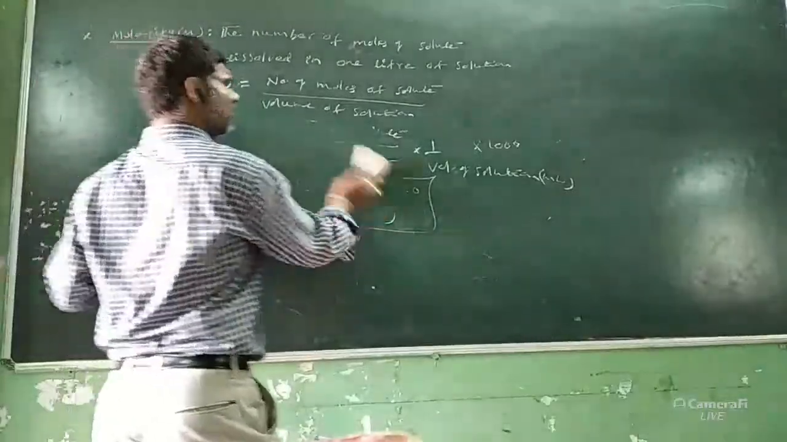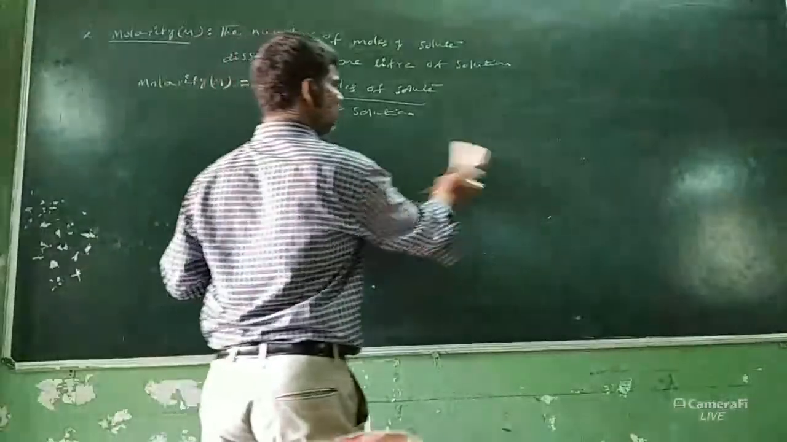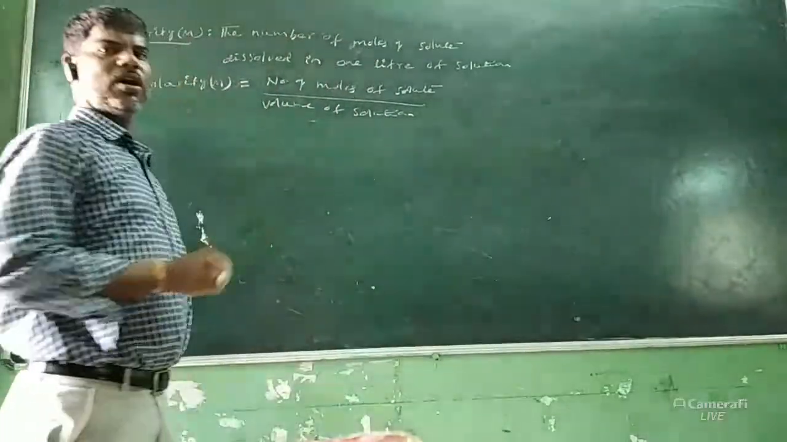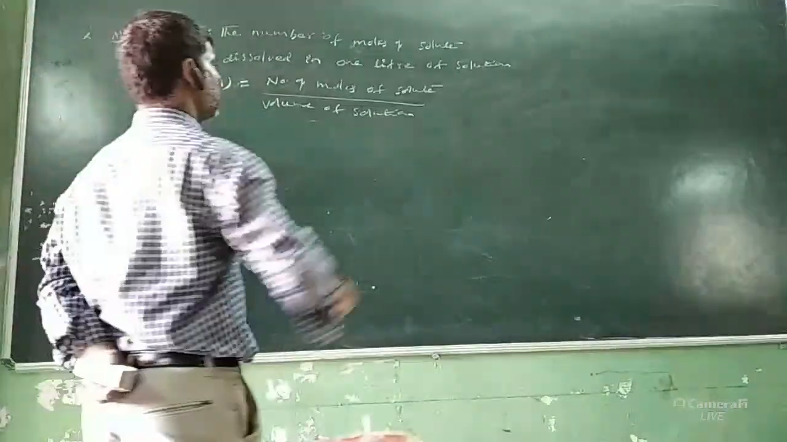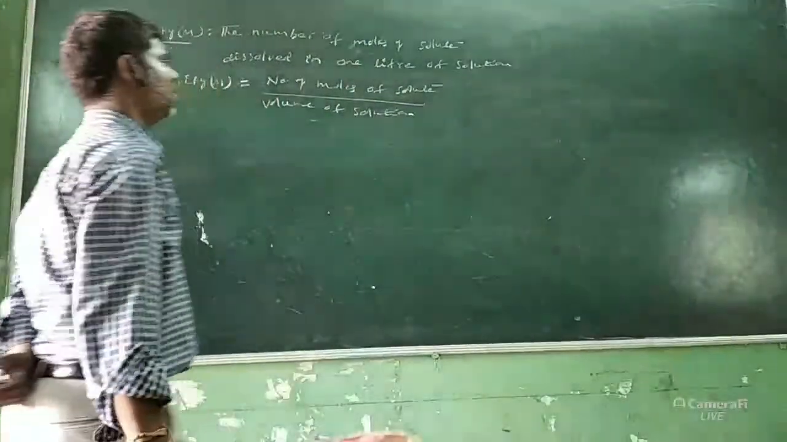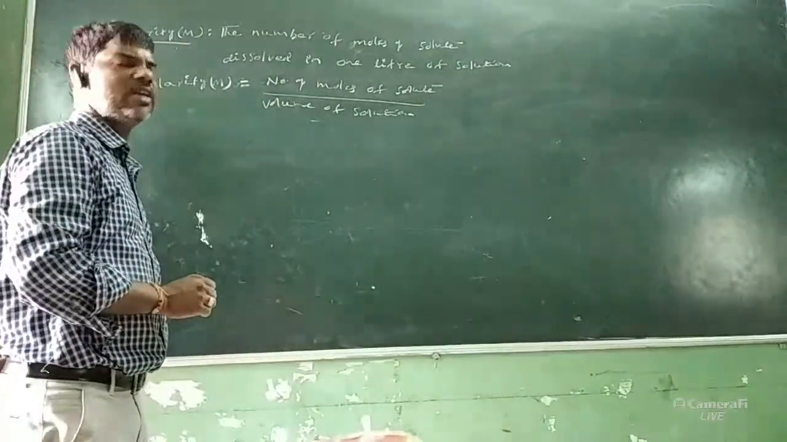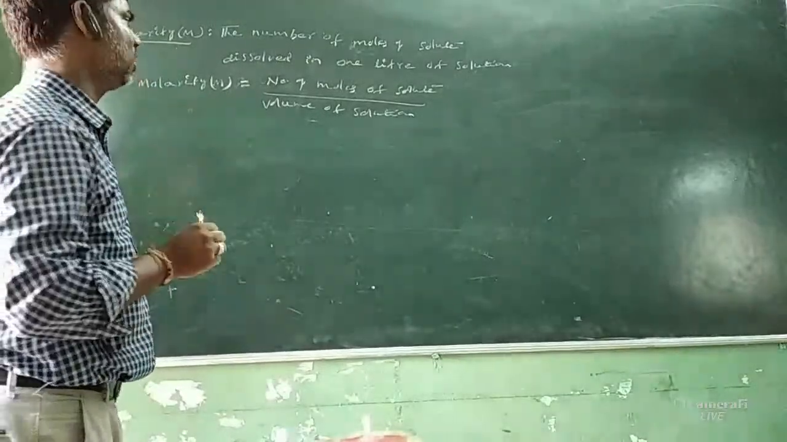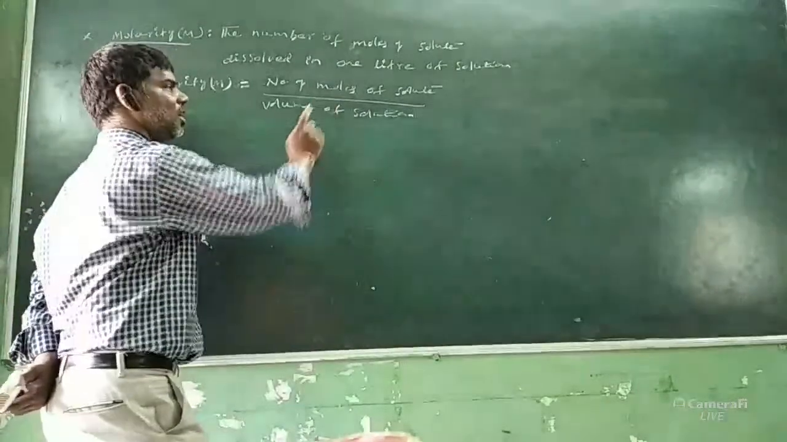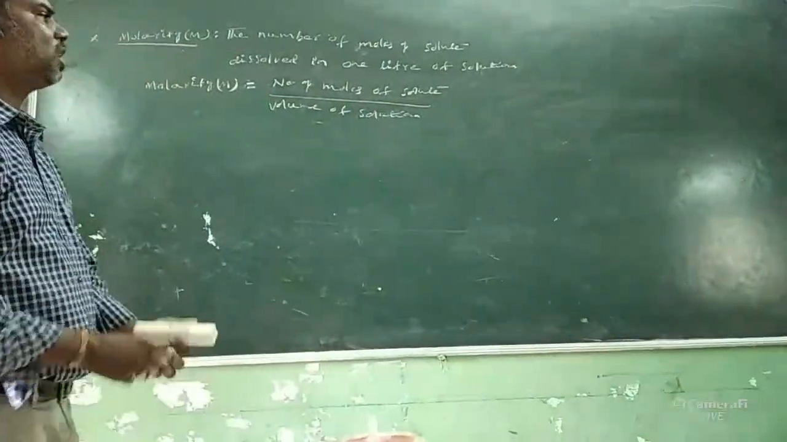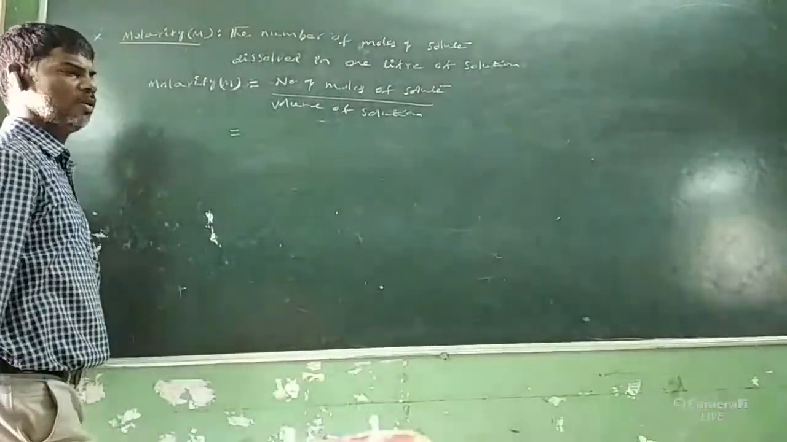And some other formulas regarding molarity. Whatever formula we want regarding molarity, we can derive from only the formula: number of moles of solute by volume of solution. Once again, whatever formula we want, we can derive by using only the standard formula, number of moles of solute by volume of solution. The same formula for the molarity.